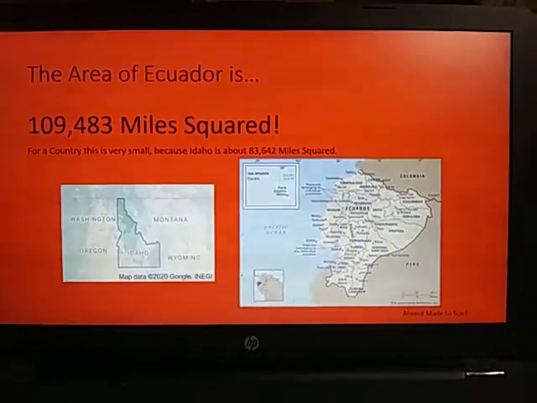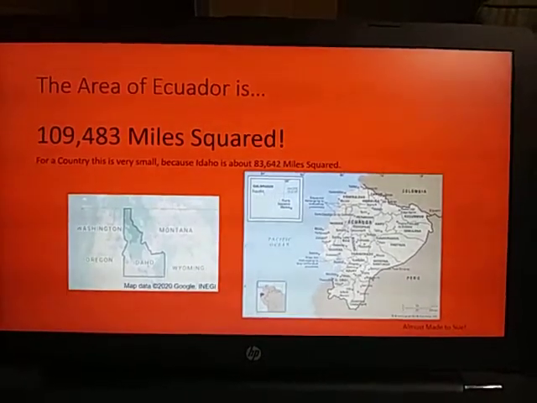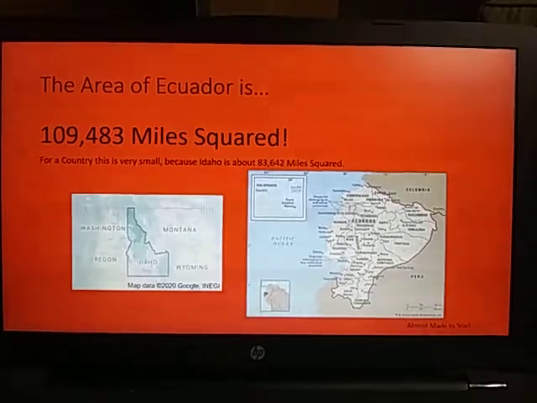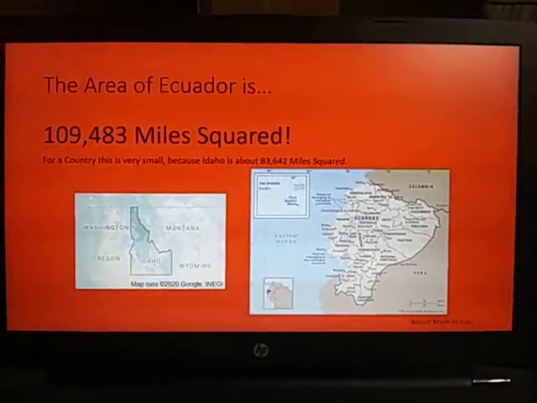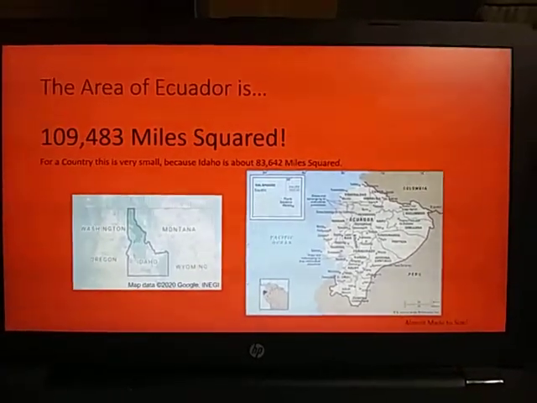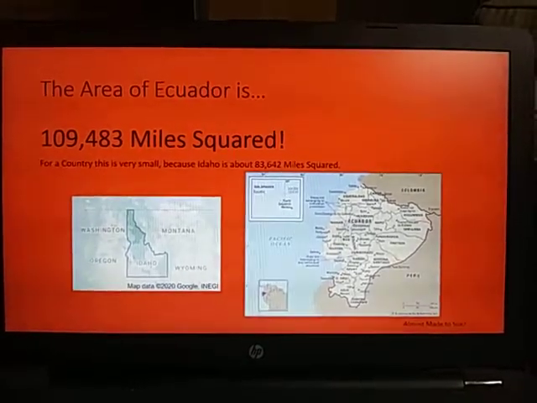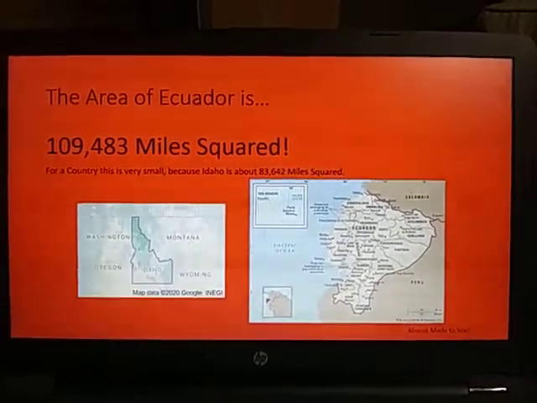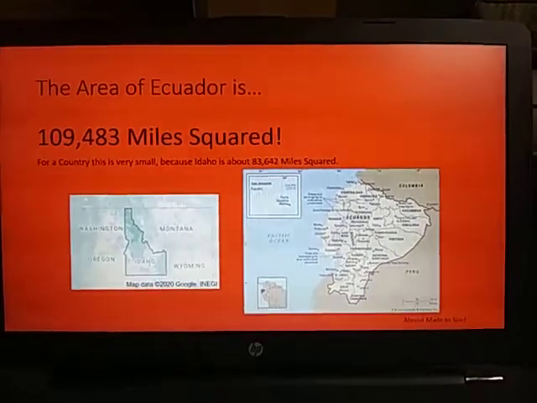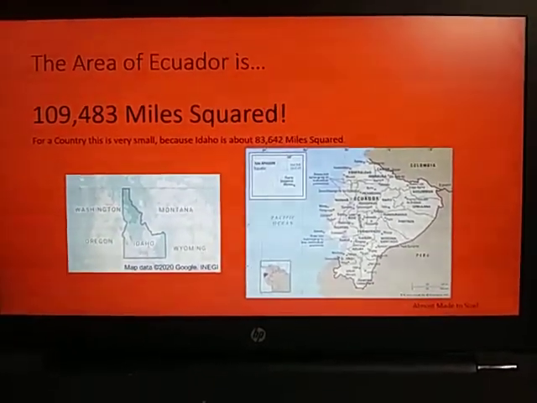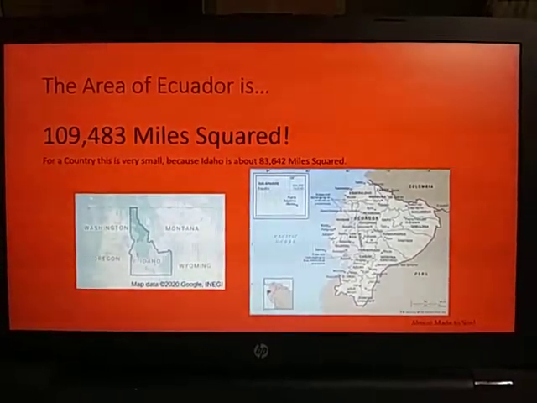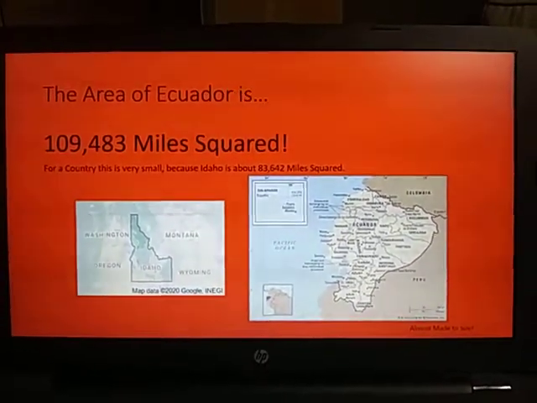The area of Ecuador is about 109,483 square miles. For a country, this is actually very small, because Idaho is just below that at 83,642 square miles. Here is a pretty good comparison between the state of Idaho and the country of Ecuador.